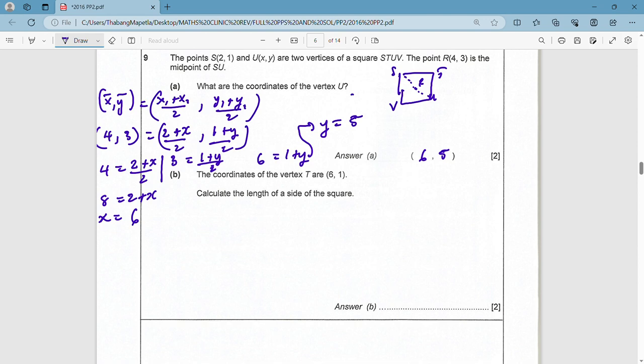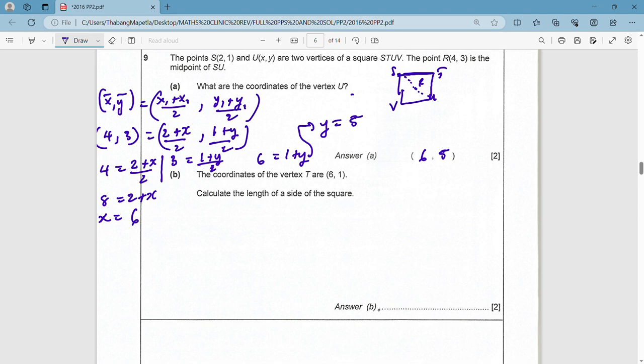So now say the coordinates of the vertex T are 6, 1. So calculate the length of the side of the square. We're saying T is 6, 1. So now for the length of the square, we are simply going to find the distance between 2 points. That is the distance between S and T.